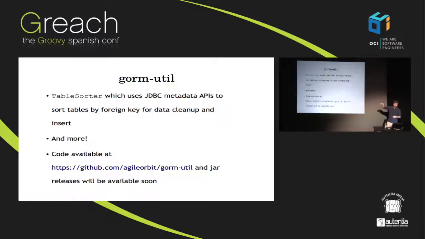So it's got a table sorter class that you just give a connection, and it uses the JDBC metadata API. You don't give it table names or anything like that. You just point it at your schema and say, give me the list of ordered table names. And it won't necessarily be the same list every time, but it'll always be the right order for how things work.